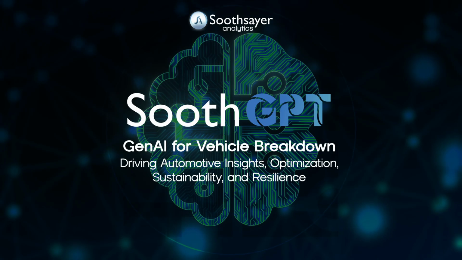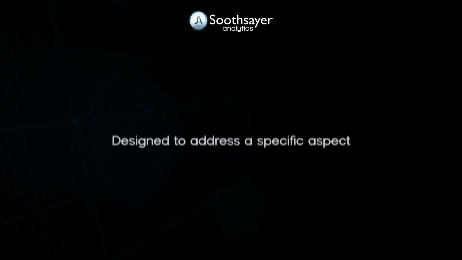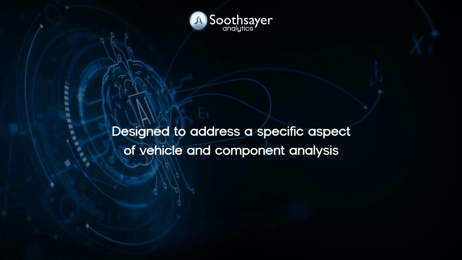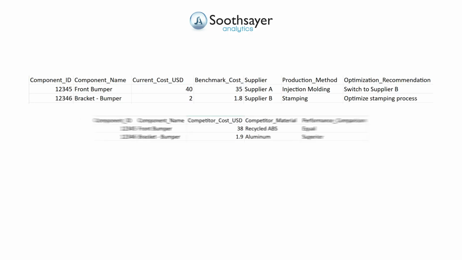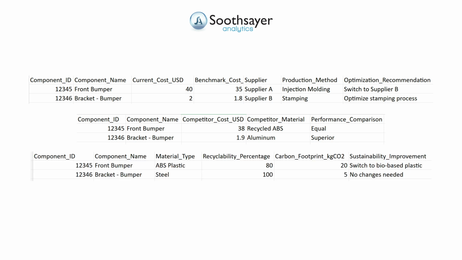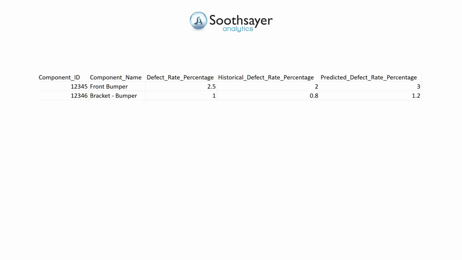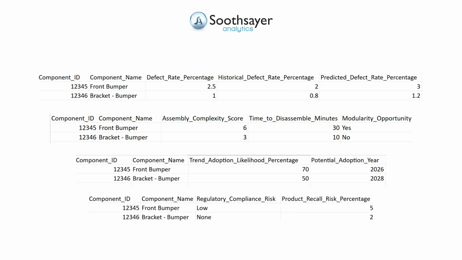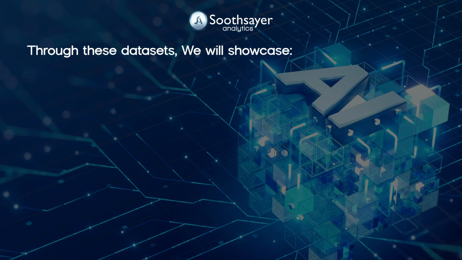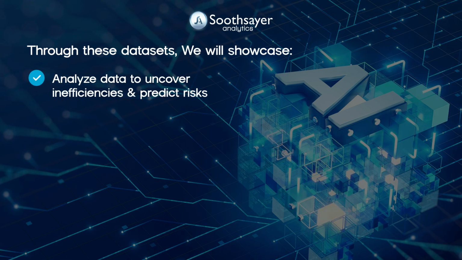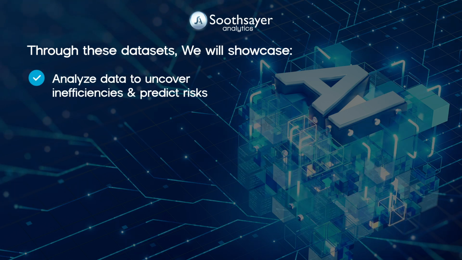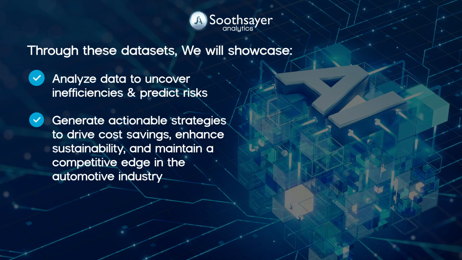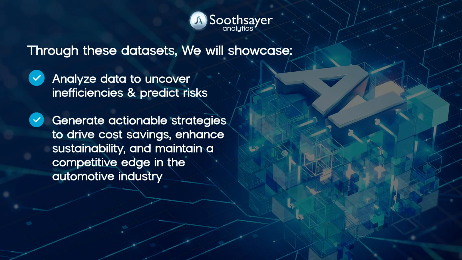Part 1 of this demo draws from 10 comprehensive datasets, each designed to address a specific aspect of vehicle and component analysis, including cost optimization, performance benchmarking, sustainability, supply chain resilience, quality control, teardown efficiency, future trends, and regulatory risk management. Through these datasets, we'll showcase how we can analyze data to uncover inefficiencies, predict risks, and generate actionable strategies to drive cost savings, enhance sustainability, and maintain a competitive edge in the automotive industry.